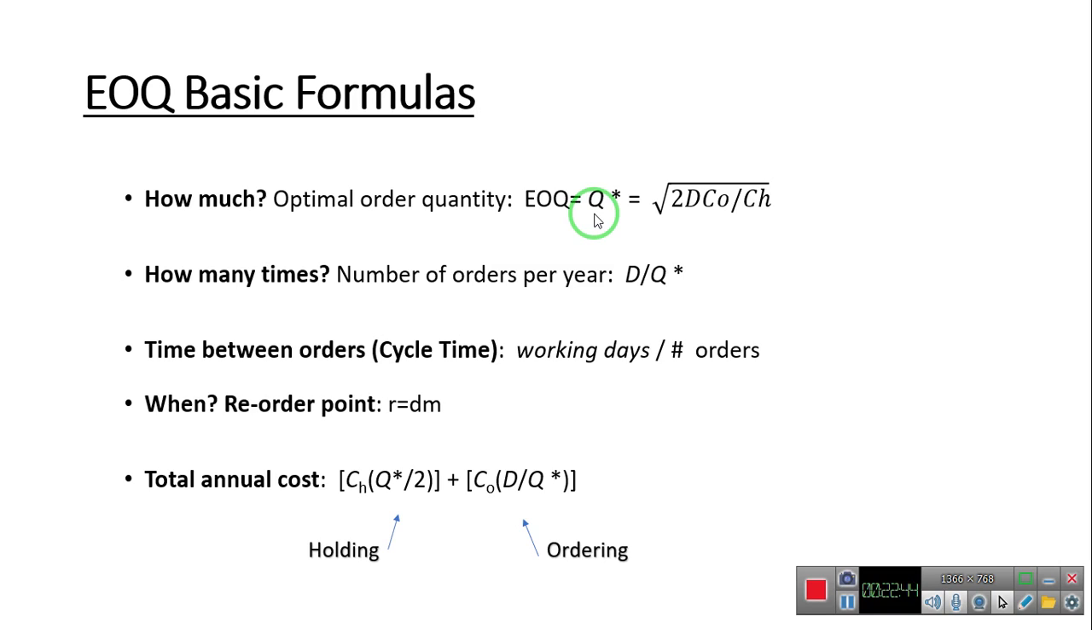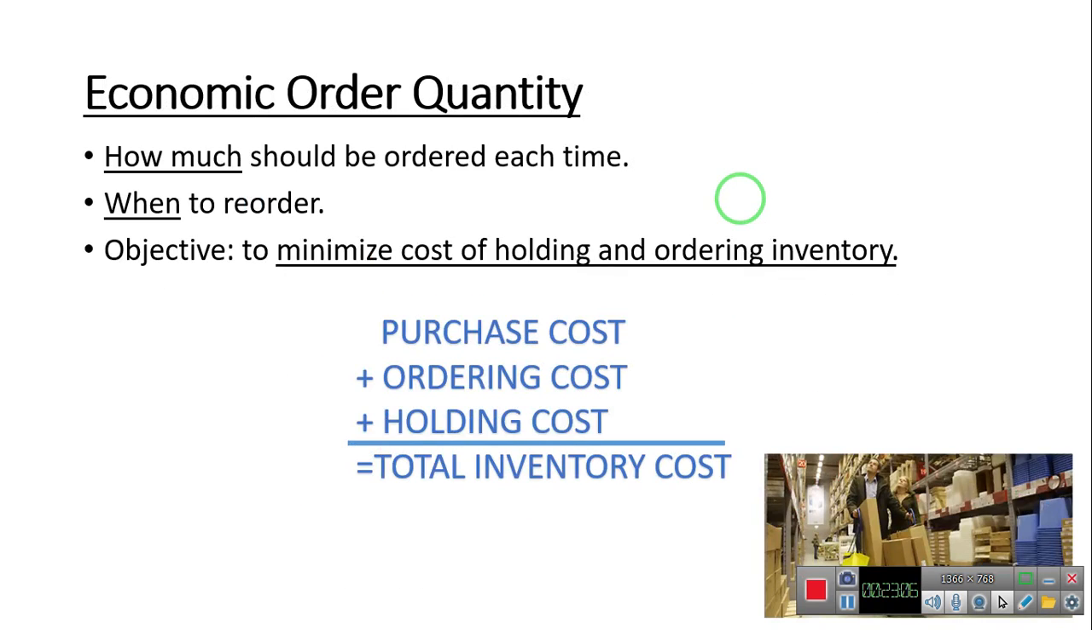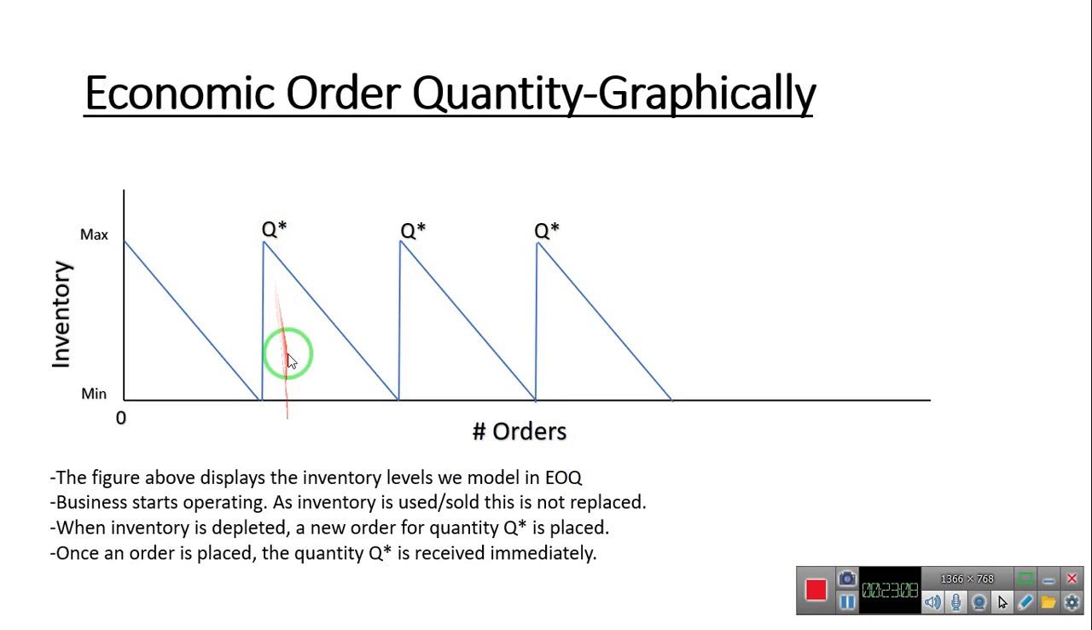This is the famous equation EOQ, which we call Q star, and is equal to the square root of 2 times your demand multiplied by the cost of ordering divided by the cost of holding. Okay? That's what's going to give you that amount that you need to order. It's going to give you that Q star. Like, how much do you put in for an order?